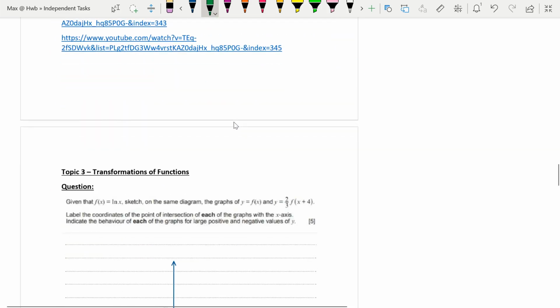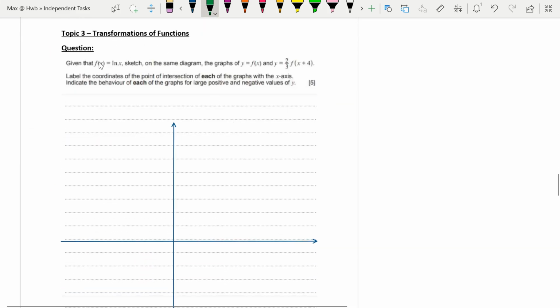Okay, so topic 3, we've got transformation functions. So given that f of x is log x, so this one hasn't been drawn for me, I may have to draw it myself. Sketch on the diagram the graphs for y equals f of x, so I need to draw this one, and this function here, so y equals 2/3 f of x plus 4. Label the coordinates of the points of intersection on each of the graphs with the x-axis. So make sure you read the question. I only want to know where it crosses the x-axis, and indicate the behavior of each graph for large positive values and negative values of y, because that's just going to be shown on my diagram.